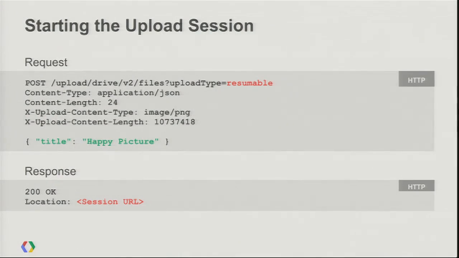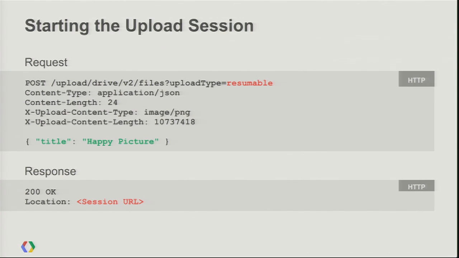Okay? What does it look like in HTTP terms? Well, this is the initiation of the session. You do a post, again, this is the upload type of resumable, and you just send the metadata. We do ask you to add these 2 extra headers, the X-Upload-Content-Type and the X-Upload-Content-Length, that specify the size and the content type of the file you are going to be sending in the remainder of the session. This time you'll get a 200 response back, and remember I said you'll get the URI to send the rest of the data to.